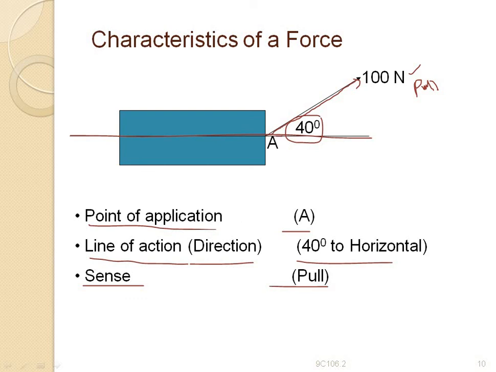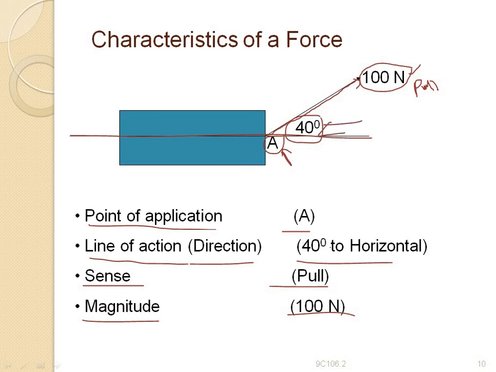The point of application is A. And what is magnitude? The load which is acting, how much load it is, that is known as magnitude. So remember, the point of application is A, the line of action is 40 degrees to horizontal, the sense is pull, and the magnitude is 100 newtons.